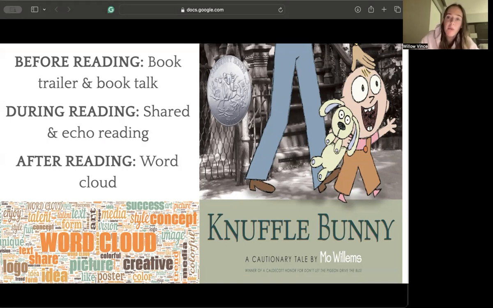Then after reading, we created a class word cloud. For this, each student chose one word that reminded them of the story's conflict or how the characters felt throughout the book. I chose this because for the after reading strategy, I wanted to reinforce the objective for the unit, which is to better understand how the conflict impacts other elements of the story. But I also wanted to do it in a visual, interactive way to change things up a bit. Worksheets can be very effective, but they're often quite boring, and I know that I'm in a first grade classroom, so I wanted to do something a little different.